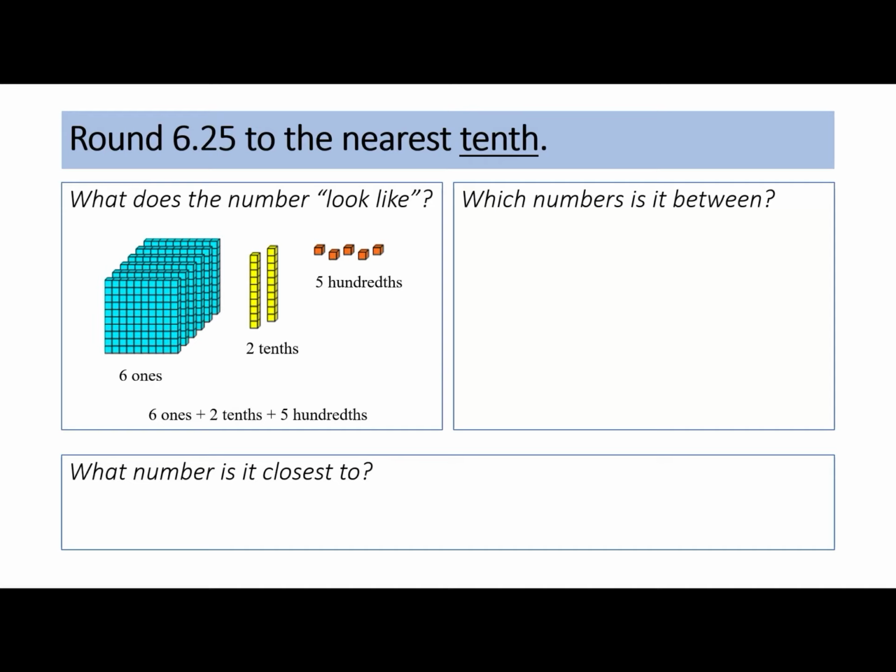I know that 10/100ths makes 1/10, and I can see 6 and 25/100ths has 5/100ths. If I were to add 5 more hundredths to this number, I will make another tenth and have 3/10ths total. On a number line, I can see that 6 and 25/100ths is between 6 and 2/10ths and 6 and 3/10ths. It is exactly halfway between the two.